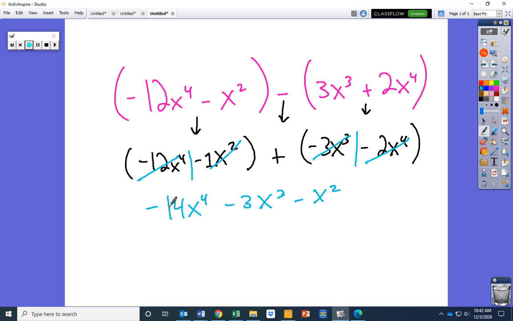First thing I look at, can I simplify this anymore? No. Are these in descending order by exponent? 4, 3, 2. So what can I now do? Put a box over here. Okay. Do we understand how to do this? Do we have any questions so far?